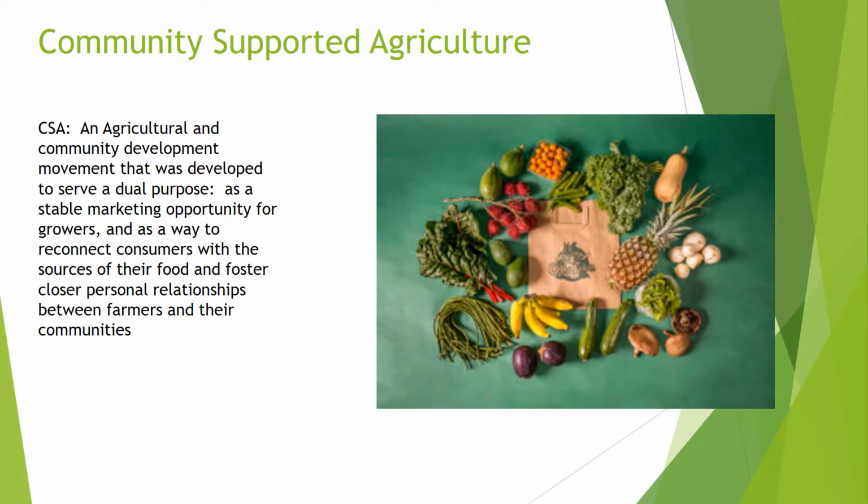So let's talk a little bit about the definition of community-supported agriculture. And there's a lot of different definitions. There's been some changes to CSA. We're going to be talking about some of those variations. So CSA, it's an agriculture and community development movement that was developed to serve a dual purpose. One is a stable marketing opportunity for growers, and the other is a way to reconnect consumers with the sources of their food and foster closer personal relationships between farmers and their communities.